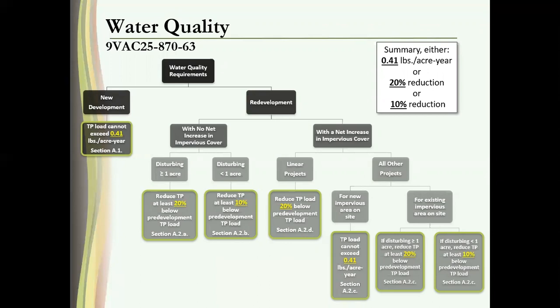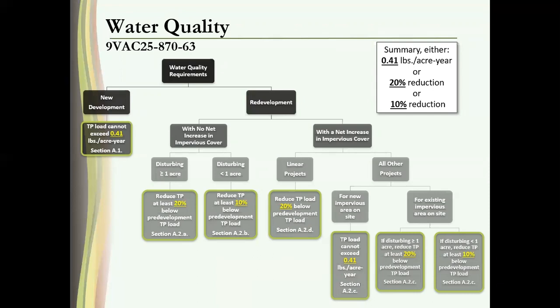A good example would be an abandoned strip mall that hasn't been used for 20 years and is in disrepair. A developer can come in, tear it down, and put something new there, but it was already existing impervious cover, so that would be considered redevelopment. Now let's say they put in exactly the same footprint of impervious cover for that new strip mall. Then that would fall under the no net increase in impervious cover.